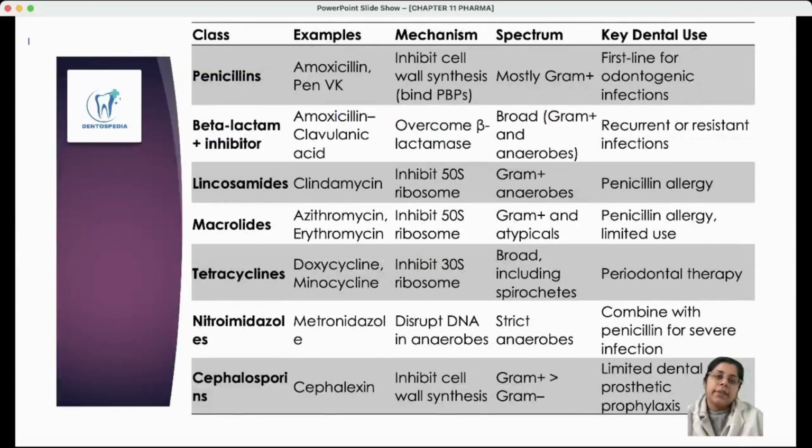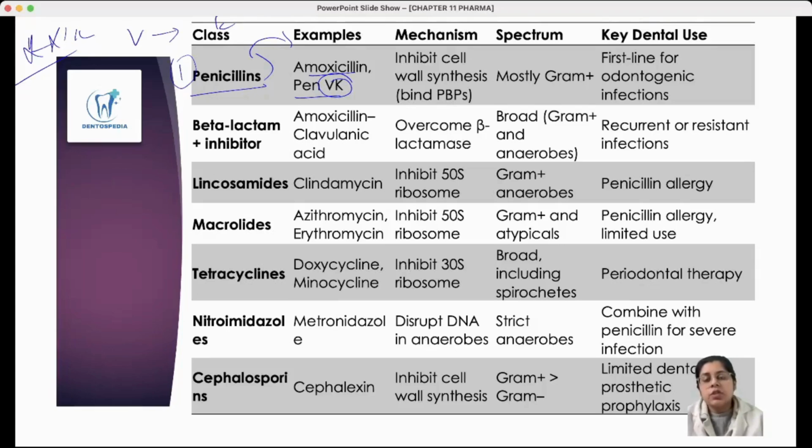Now this slide is very important because many MCQs can be formed from this slide. So you need to have a very clear-cut understanding of this slide and also remember each and every point. Now, first is the penicillin, very common. For example, amoxicillin, pen-VK. Pen-VK is just V and K. V stands for the compound name and K is for potassium.